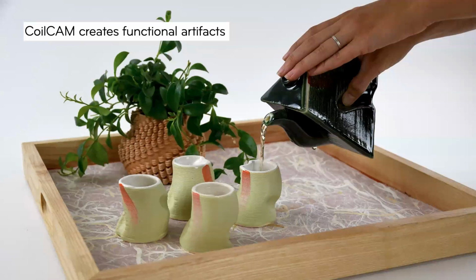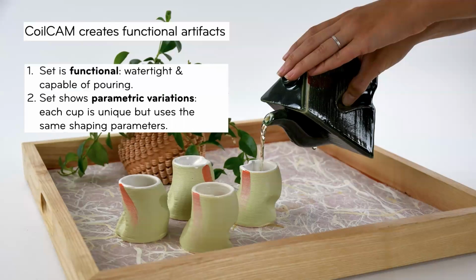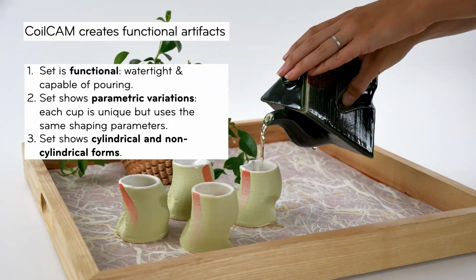CoilCAM is also suitable for creating functional clay artifacts that blend hand-shaped and digitally fabricated qualities. For example, we created a tea set that is both watertight and capable of pouring, and that shows parametric variation and the creation of non-cylindrical forms.